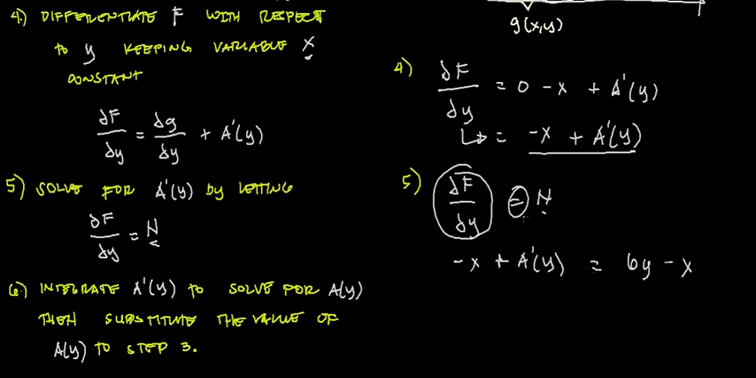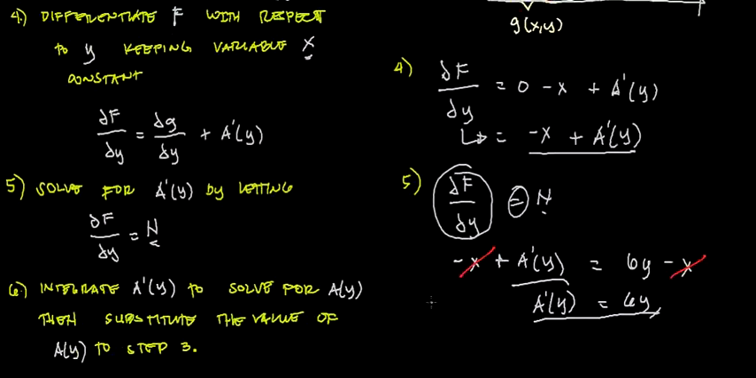By equating that, as you can see here, we can now solve for the value of A prime of y. So we have A prime of y is just, as you can see here, if we move this on the other side, it became positive x. So negative x plus positive x is just 0. This is 0. So what we have left here is A prime of y equals 6y. So the value of our A prime of y is just 6y.